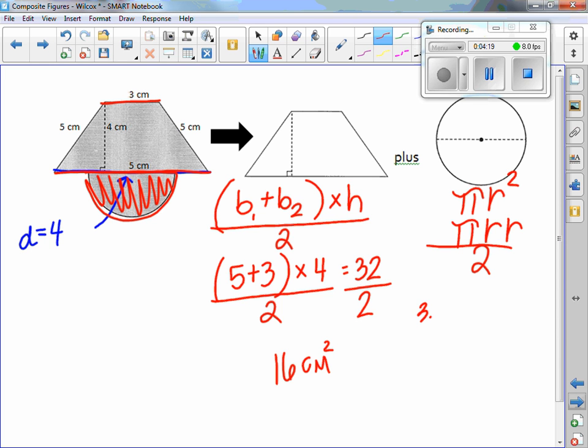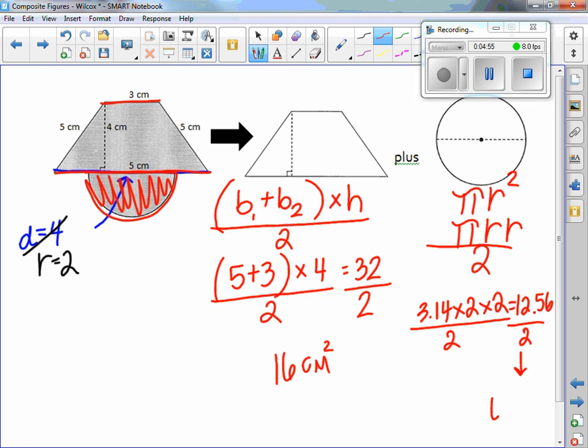So pi is 3.14 times the radius. Well, if my diameter is 4, my radius is half of that, which is 2. Don't forget, whenever we find area of circles, we have to have its radius. Pi times radius again. Then we're going to divide that by 2, since we only have a half circle. 3.14 times 2 times 2 is 12.56. And like we said, we're going to divide that by 2 since we only have a half circle, which gives us an answer of 6.28 for our half circle.